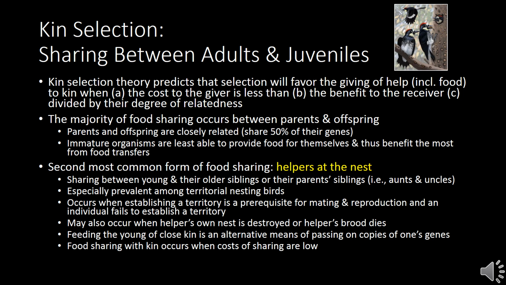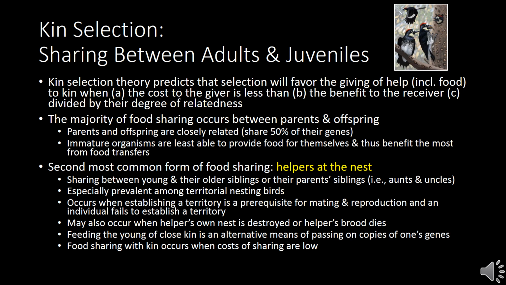As we saw last week, kin selection theory predicts that selection will favor the giving of assistance to kin, including food, when the cost to the giver is less than the benefit to the receiver divided by their degree of relatedness. Hill and Kaplan expressed this formula somewhat differently, but it means the same thing. This implies that the value of the shared food must be lower to the giver than it is to the receiver. It's not surprising, then, that the overwhelming majority of food sharing occurs between parents and offspring, because parents and offspring are closely related, sharing 50% of their genes, and because immature organisms are least able to provide food for themselves, and so benefit the most from food transfers.